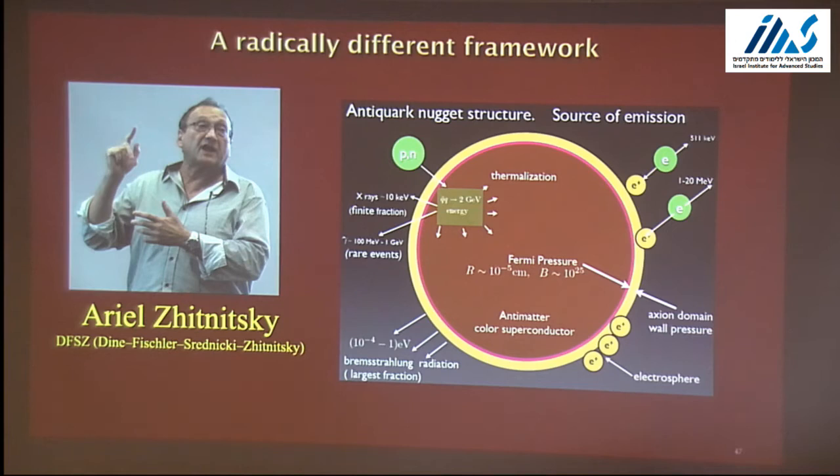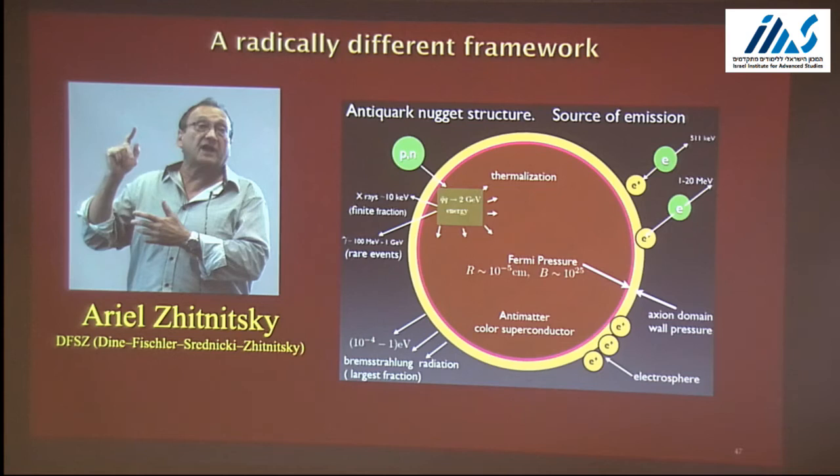QCD, the theory of strong interactions, has different solutions. So we are all familiar with nuclear matter, you know, neutrons, protons, and so on. But there is another solution that may have existed in the early universe, and it's called, I don't actually understand the meaning of the words, maybe somebody can help here, but it's called chiral condensate. It's a different kind of structure, but according to Ariel, it's not new physics. It's basic QCD.